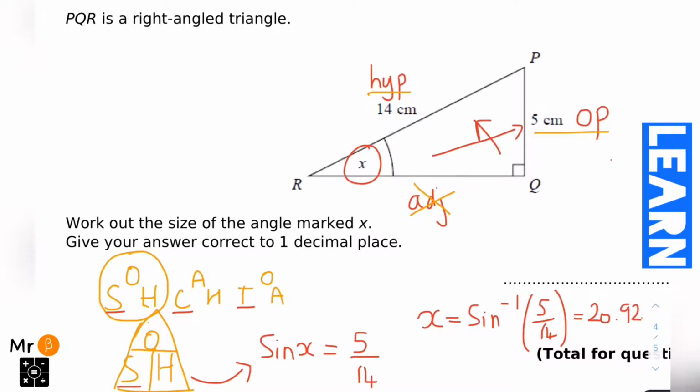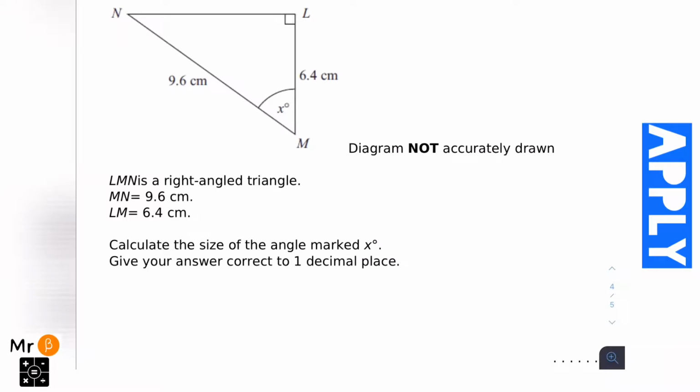20.92, and that keeps going on. So then it's asked us to round it to 1 decimal place. So this is going to be 20.9 degrees to 1 decimal place. Now's your chance to pause the video and have a go at this question.